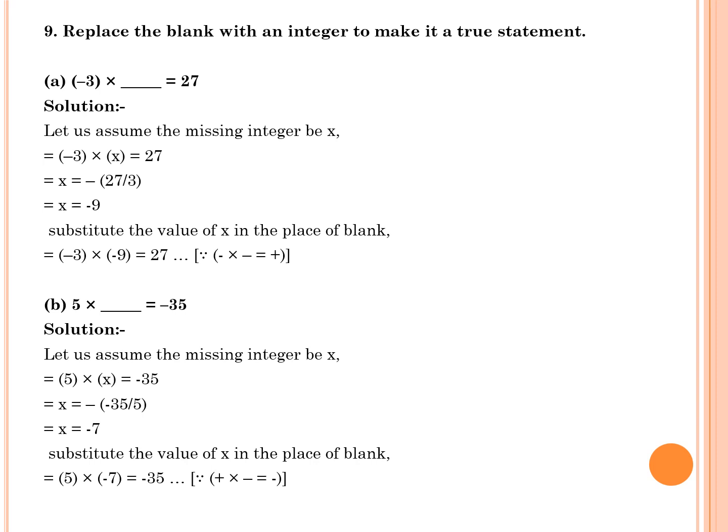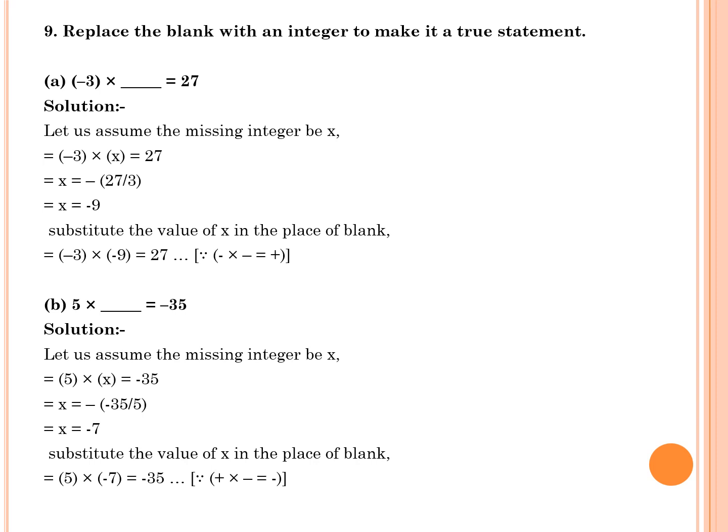Ninth problem. Let us move on to the next problem, that is the ninth one. Replace the blank with an integer to make it a true statement. A question. -3 into blank is equal to 27. Solution. Let us assume the missing integer be x. -3 multiplied by x is equal to 27. x is equal to -27 by 3. x is equal to -9.